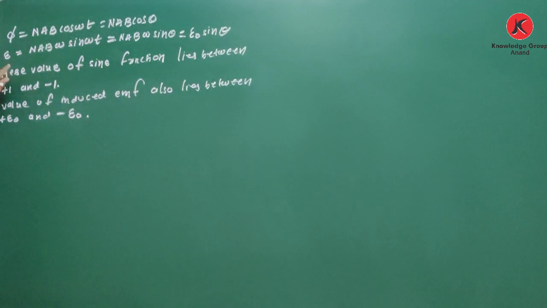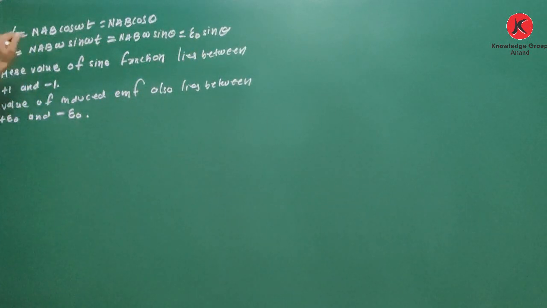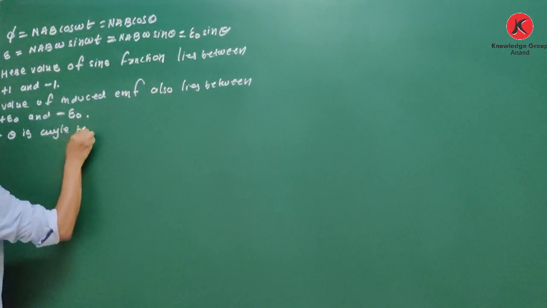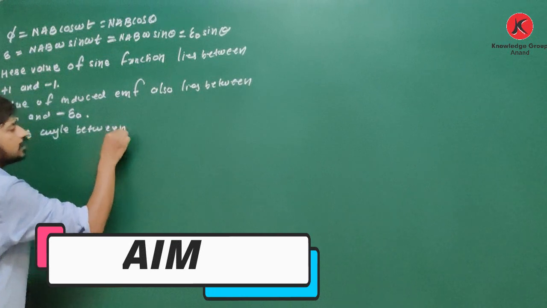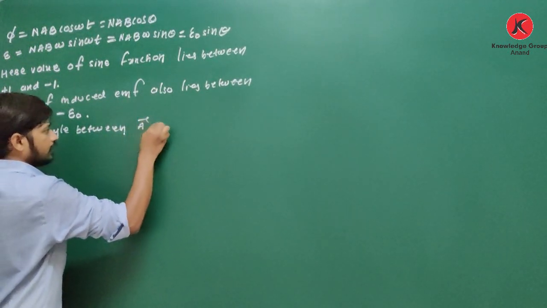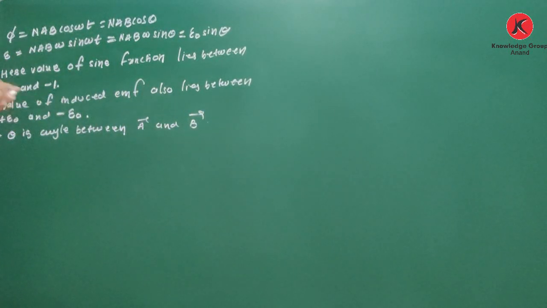See, from this equation, E is equal to E0 sin theta. What is theta? Theta is the angle between A and B. Then see how to draw the graph. Take care. Here it is.